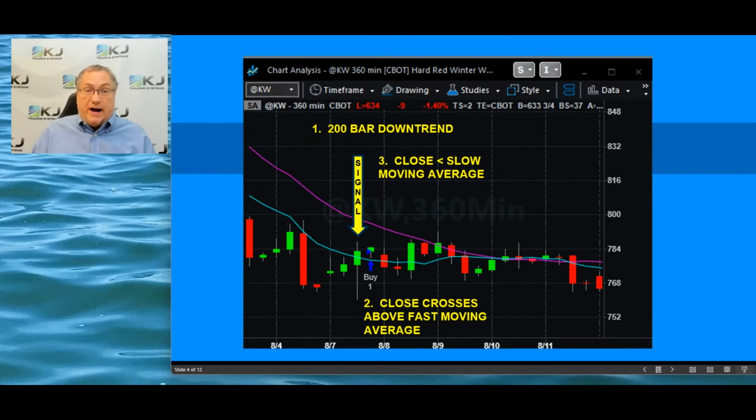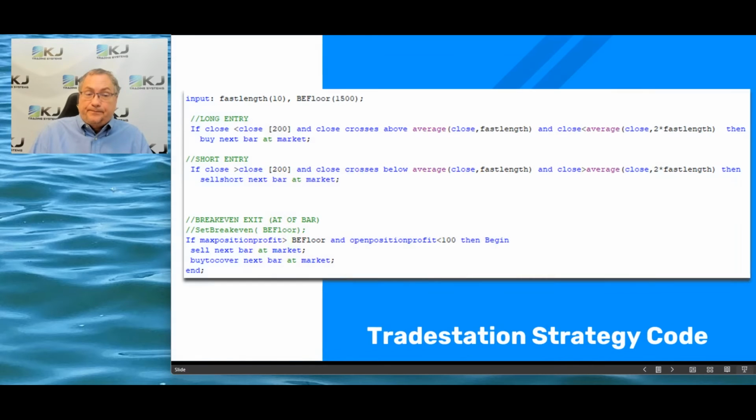For short trades, it's exactly the opposite. So short trades would be a 200 bar uptrend. It would be a close crossing below the fast moving average, and it would be a close that was greater than the slow moving average. So it's a symmetrical type situation. So that's a sample trade. Now, let's take a look at the code.